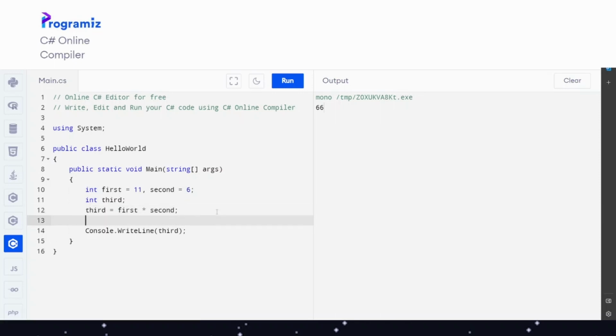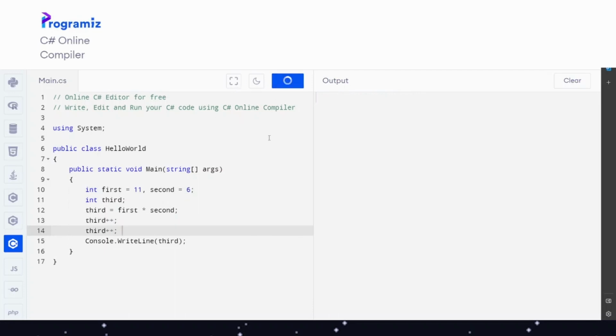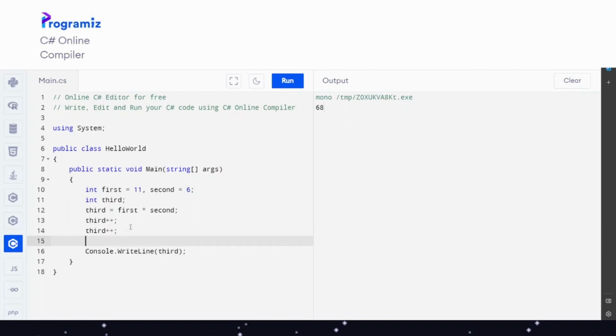So let's start with one of the more interesting facts of arithmetic, the increments. What happens when I write down third plus plus? You see the value will be 67. Let's do it again, third plus plus. It's 68, yeah? And if I add it again, third plus plus, we get 69.